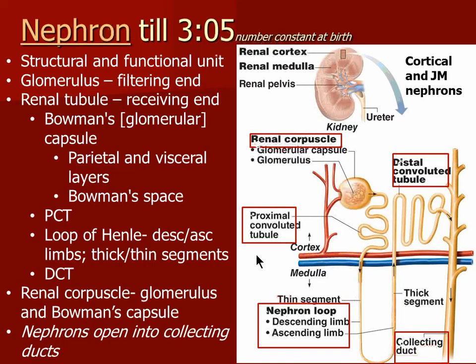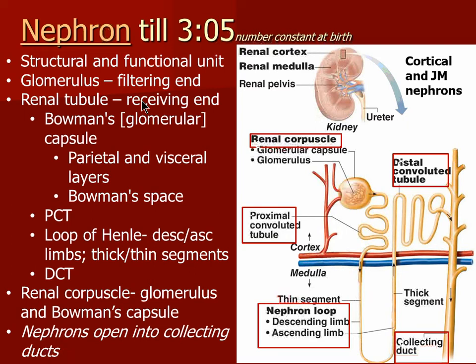Now let's look at the functional and structural unit of the kidney, and that is the nephron. Just as in the nervous system the neuron was the functional and structural unit, here it's the nephron. This is the one which actually forms the urine in the kidneys. The number is constant at birth, and it has two parts to it.